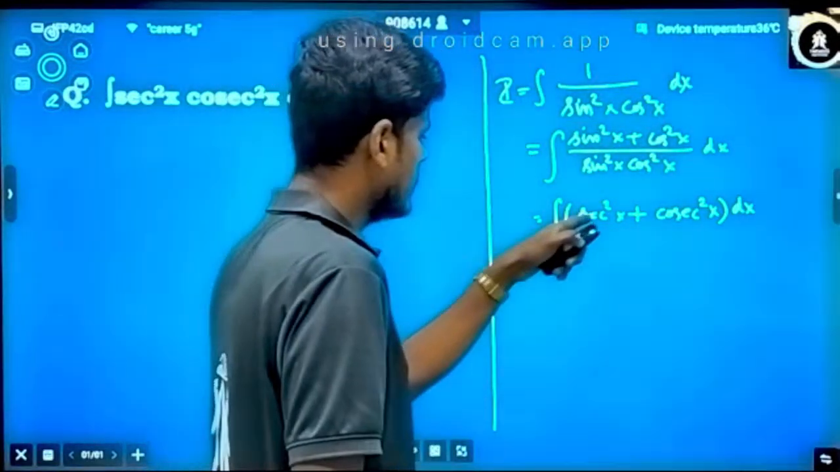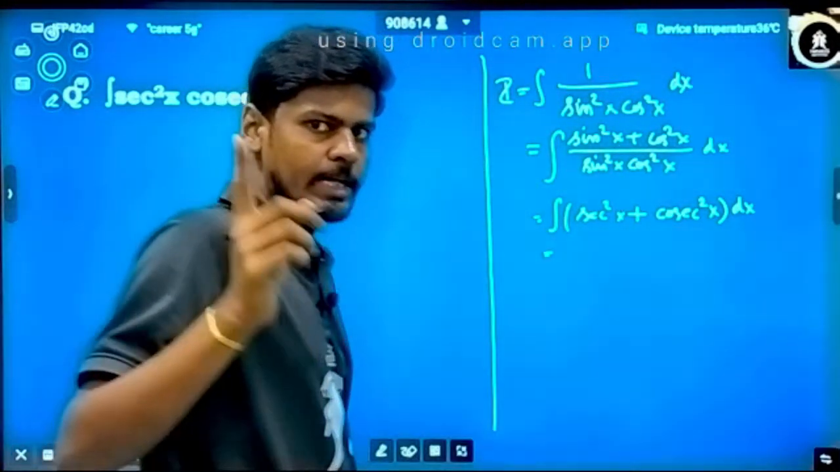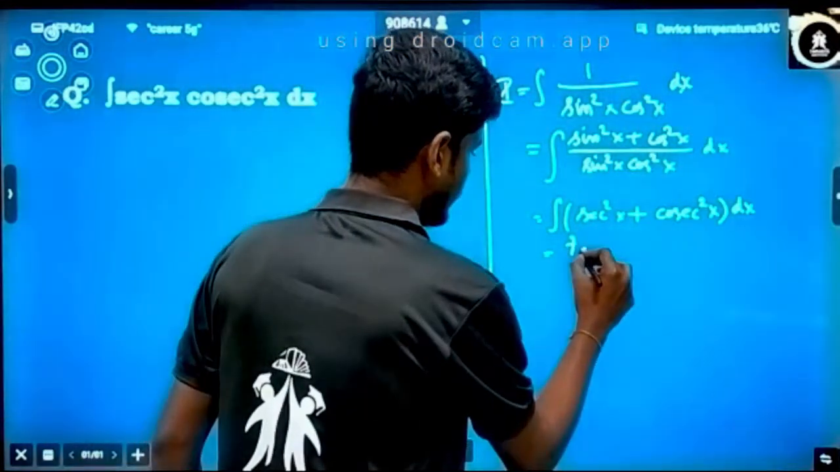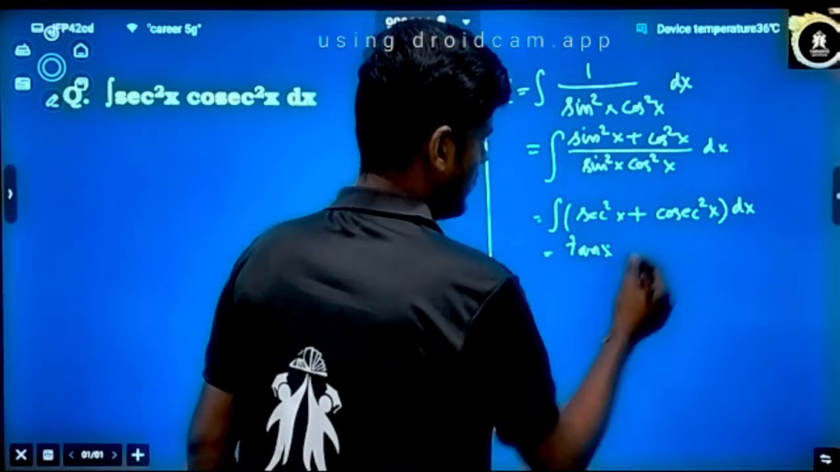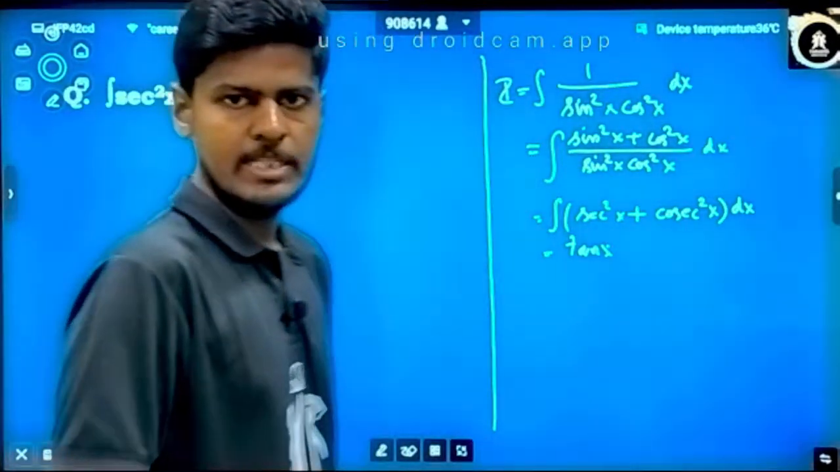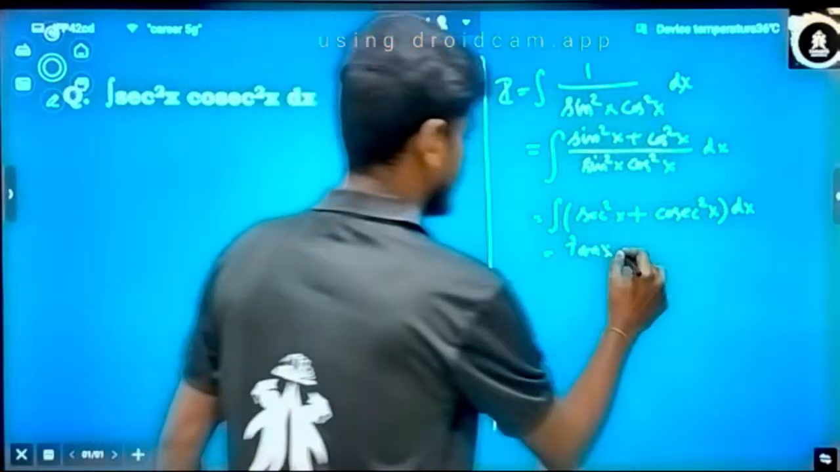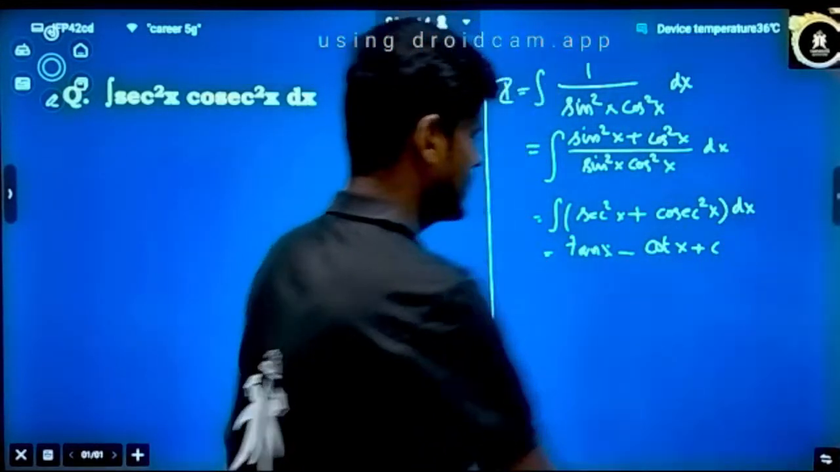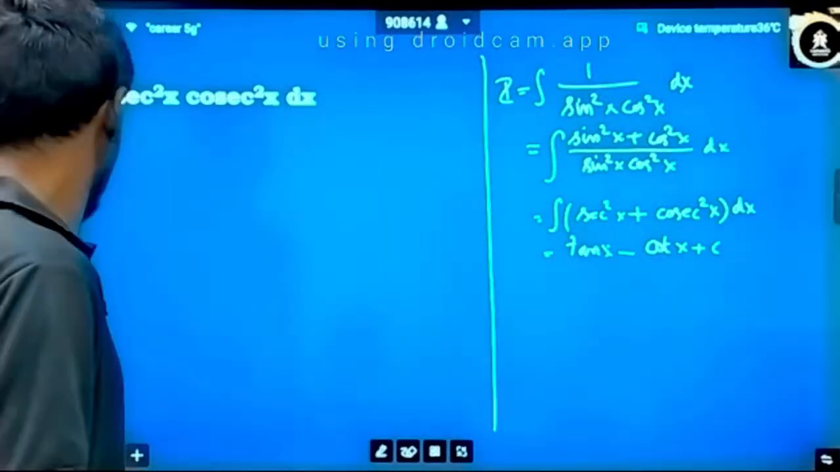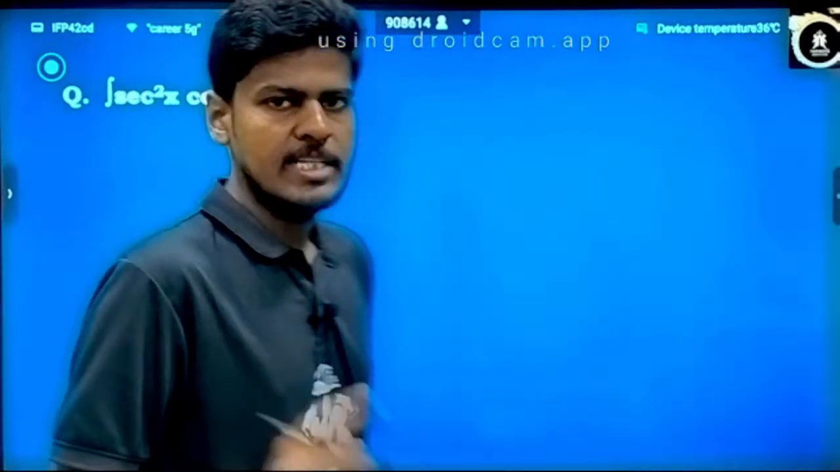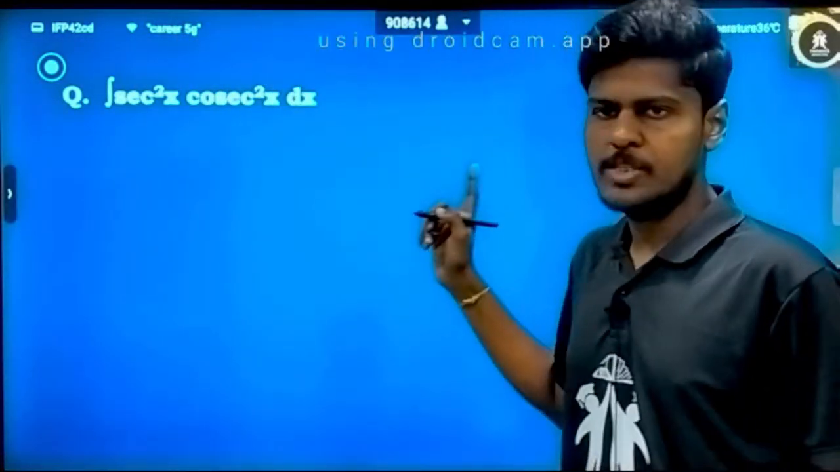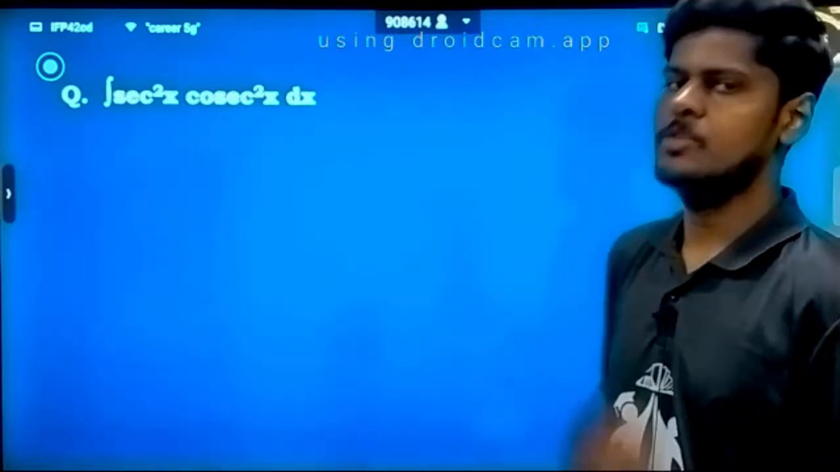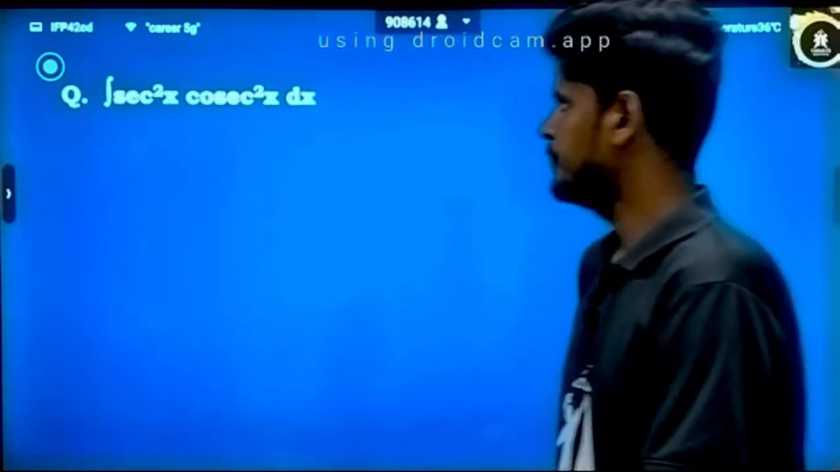Now we can split the integral and integrate separately. That is equal to integral of secant square, we already learned the formula. What is integral of secant square, students? Tan x. Next, integral of cosecant square is minus cot x. So tan x minus cot x plus constant. That will be the answer. So what is the result? Secant square x plus cosecant square x is equal to secant square x into cosecant square x. You should remember this result.